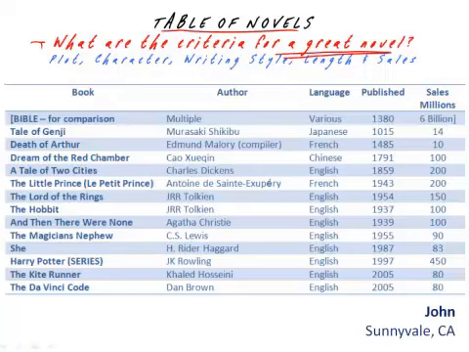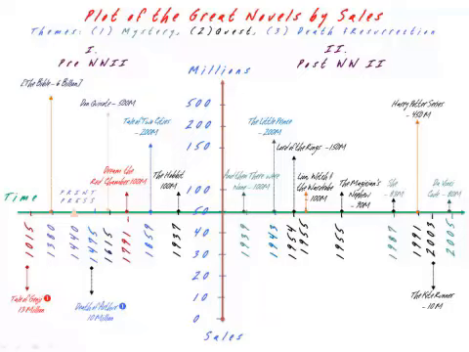I presupposed the problem, and then I said, okay, the solution is we look at plot, character, writing style, length, and I made the very important assumption that I have to look at sales. You see I've divided into a book, an author, language, published, sales. Let's go to the next graphic. Go on. So on the next graphic, I'm just going to read the top line. This is a multivariable plot of the great novels we just saw in the table before by sales.